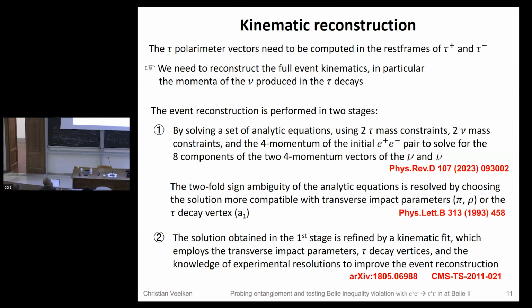And this 2-fold sign ambiguity is resolved by taking the solution that is more compatible with the transverse impact parameters and the reconstructed tau decay vertex, like Muhammad has also shown you this morning. So far it's kind of standard. And then we went to an additional step where we take the solution that we get with these analytic equations and we run a kinematic fit on it.